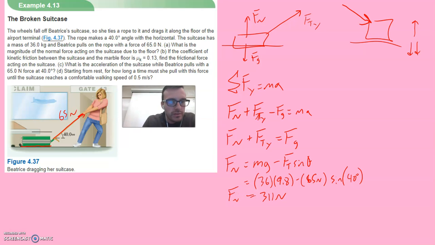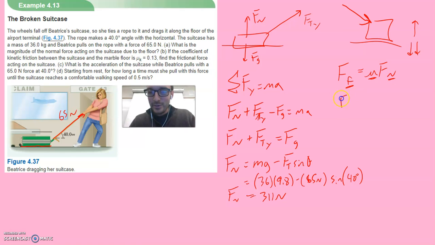Let's continue. If the coefficient of kinetic friction between the suitcase and the marble floor is mu equals 0.13, find the frictional force acting on the suitcase. So a nice little review from last week. The friction force. Now, since we're moving, we have maxed out friction, so I'm not going to do that funky less than or equal to thing. I'm just going to say physics is fun. F-U-N. It's fun. Look how fun physics is.